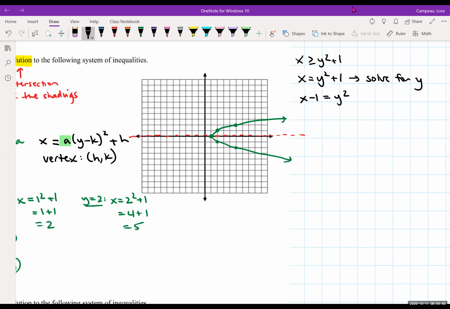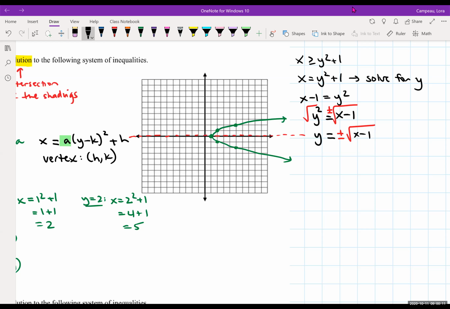A lot of times you're more comfortable with making the y squared on the left, x minus 1 on the right. All I did was use the reflexive property. And if you're solving for y, we'd have to take the square root of both sides. And so that would leave us with a y. Don't forget, we also need the plus or minus symbol. So we have y equals plus or minus the square root of x minus 1.